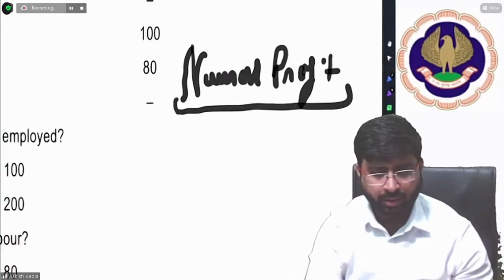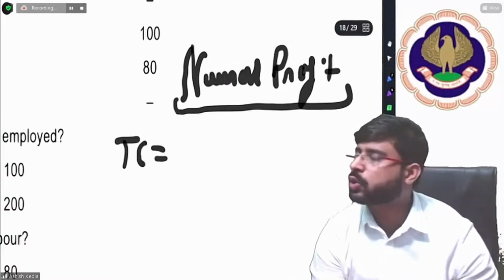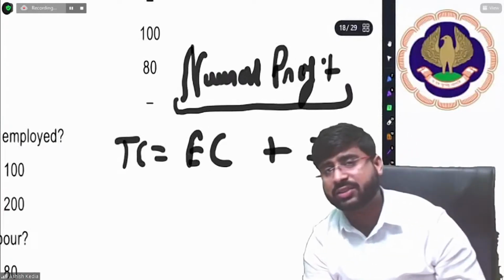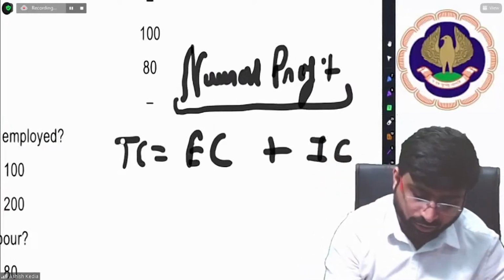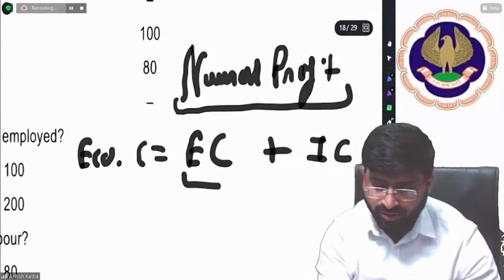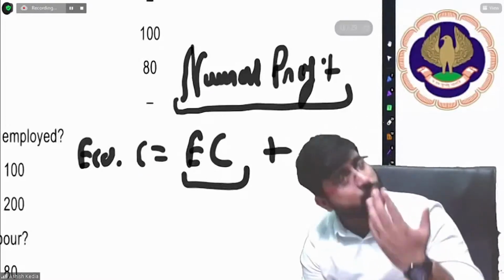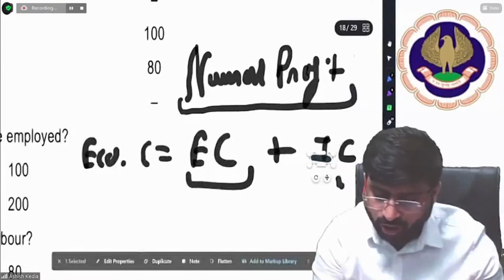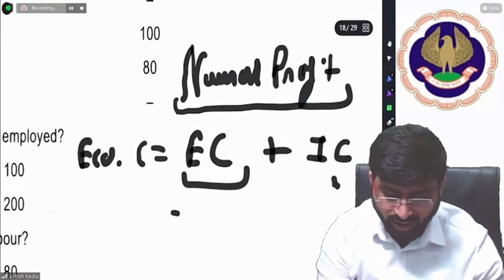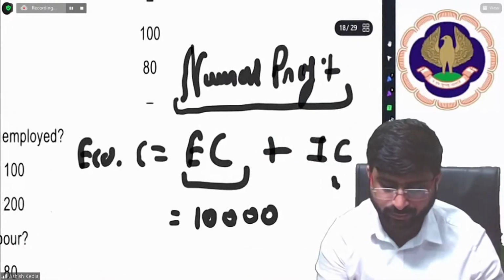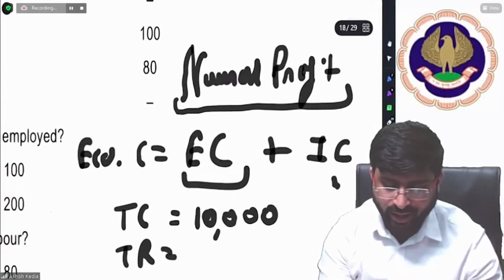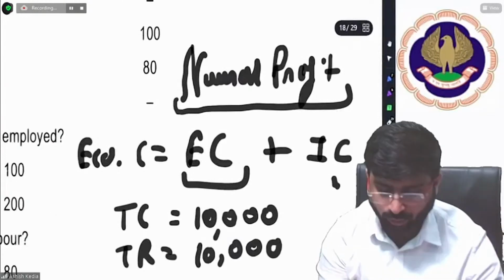I told you in economics, total cost is equal to explicit cost plus implicit cost. I told you last day. What is explicit cost? We also call it economic cost, by the way. It is the cost resulting in actual outflow. Implicit cost is the cost that doesn't result in actual outflow. So let's say our economic cost is in total 10,000 rupees. Now you have sold some product and the revenue you have generated is 10,000 rupees.